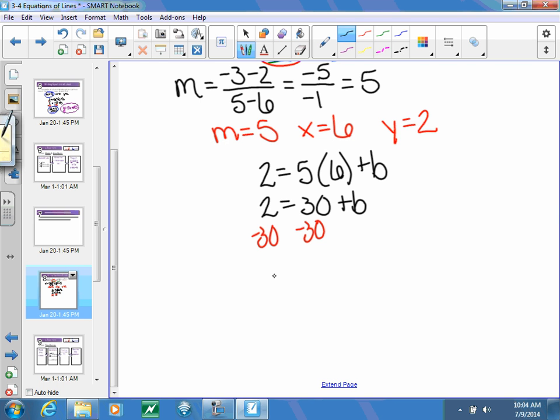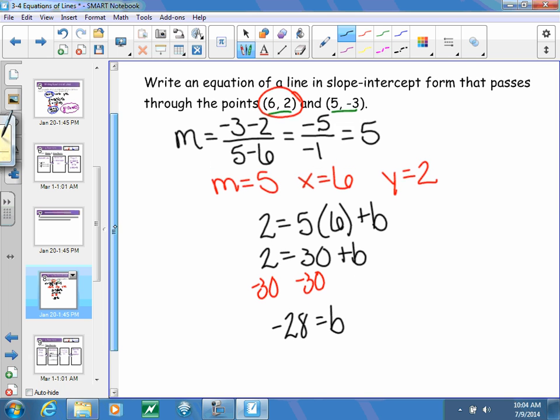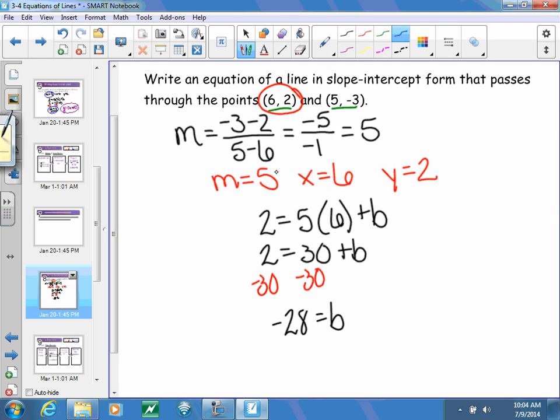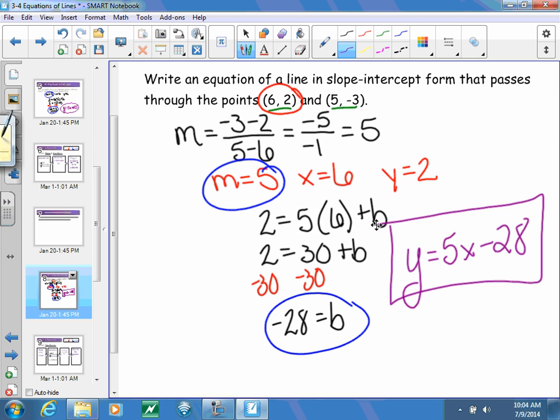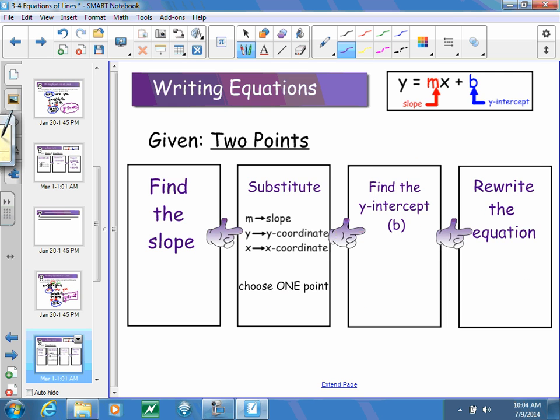And I end up with negative 28 for our value of b. So now you have your slope, you have your y-intercept, and now we have our equation. Y is equal to 5x minus 28. And so there's the equation of a line going through 2 points.